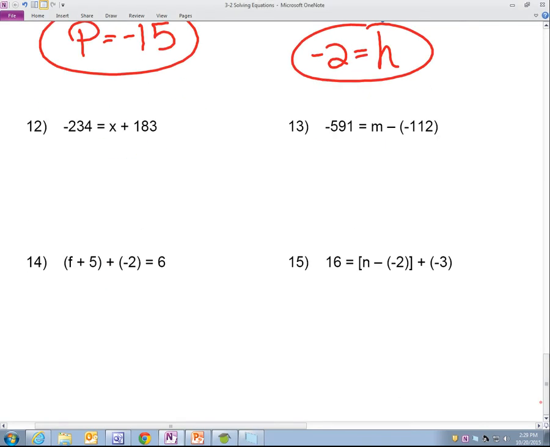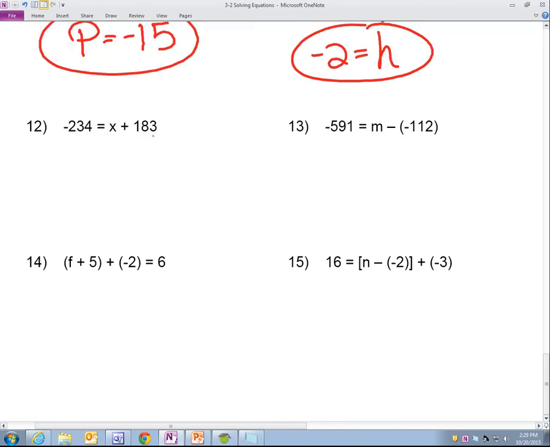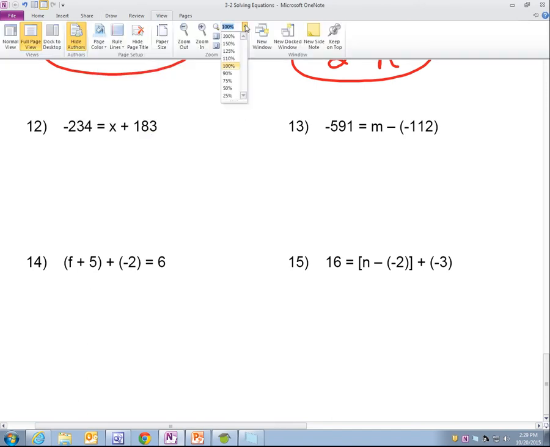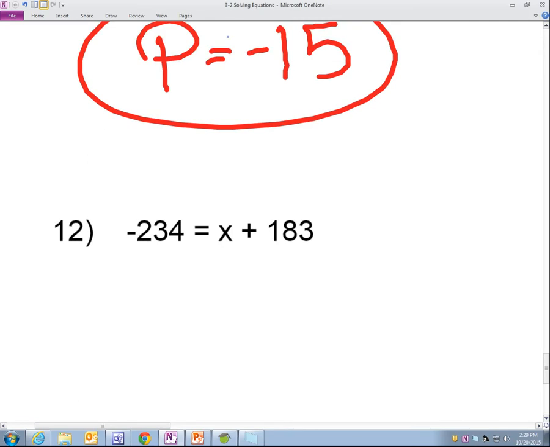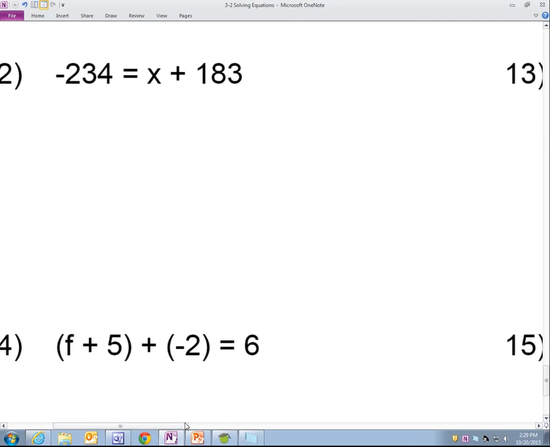Now for these 4 we're going to do together. We're actually going to do the integer part of it as well because both times I've taught this today before now had questions about that. So here's number 12. We have 183 being added to x. So I have to make 183 go away from x. So subtract 183, subtract 183.